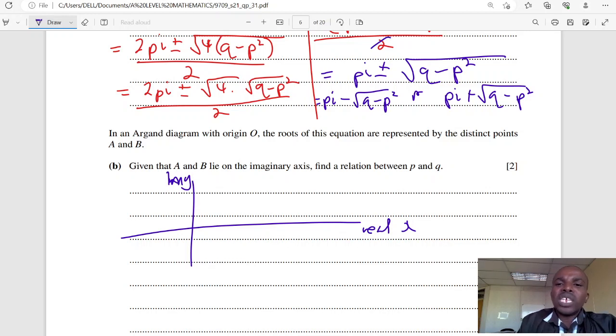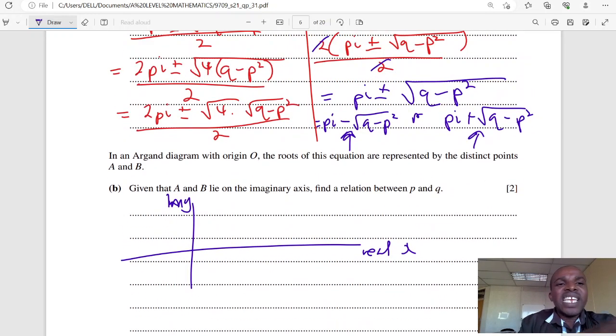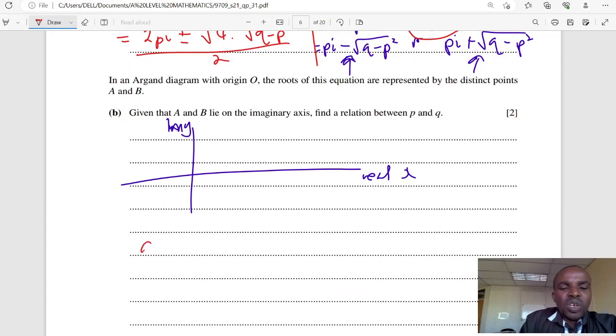So it means my roots, this and this, that I found, must be imaginary, right? For them to be imaginary, I must get a negative number under the square root, right? So it means q minus p squared must be a number that is less than 0, that is negative, so that I will find the square root of a negative number, then I will put i for the square root of minus 1, i squared for minus 1. Then my solutions will all be imaginary, right? So in this case, the thing under the square root, which is q minus p squared here, must be less than 0. So I can say q minus p squared must be less than 0.